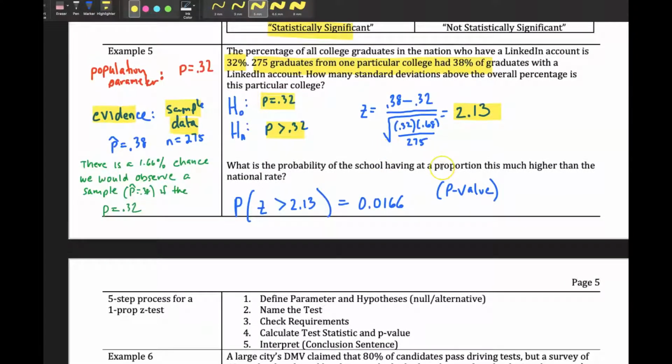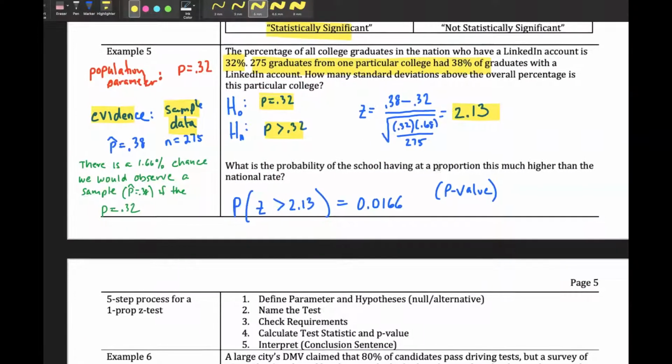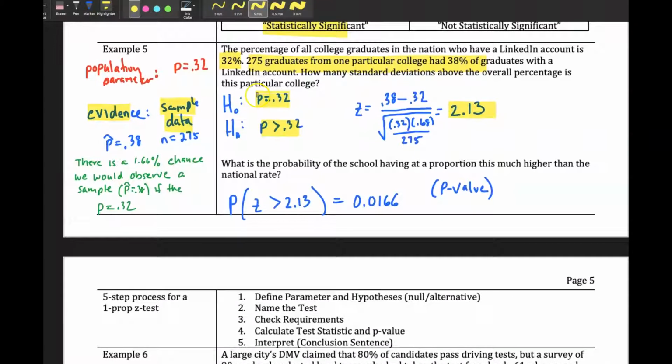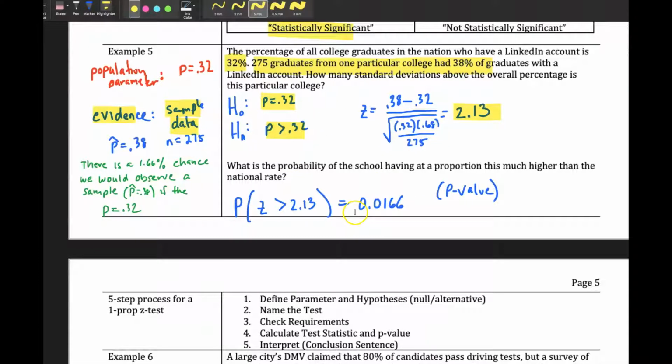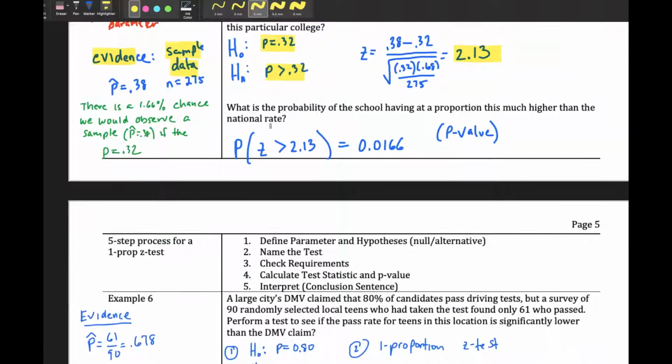And then what we're going to do in a hypothesis test is calculate the probability of the school having a proportion this much higher than the national rate. If that null hypothesis is correct, what's the probability of seeing evidence like this, sample data like this? It's a 1.6% chance we would observe this sample data if the true population proportion is 0.32. And so that's all a hypothesis test is.